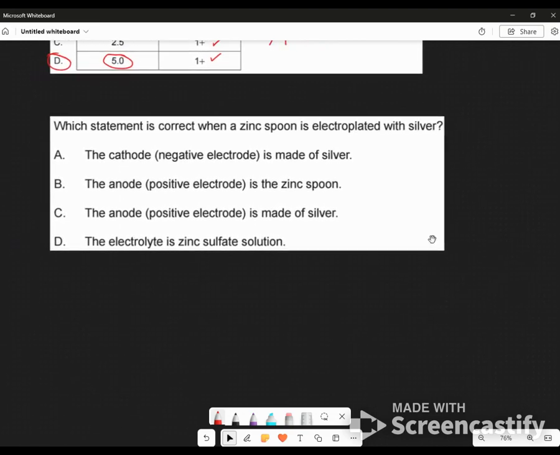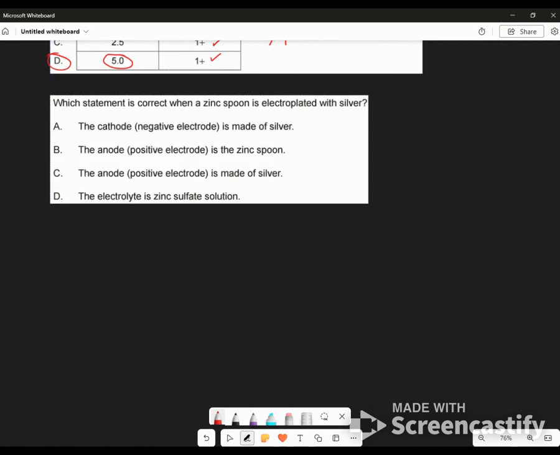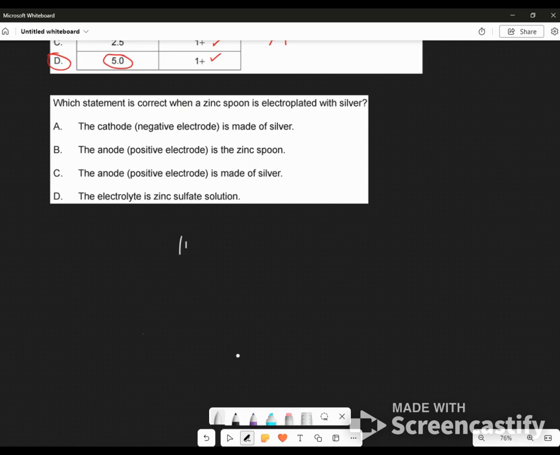Which statement is correct when a zinc spoon is electroplated with silver? Okay. Now, I'm going to have to draw this because I forget these things. But now we're looking at an electrolytic cell. And in this case, I remember what we're plating. A spoon. There's the spoon. Okay, this, the anode, must be the metal we're plating with. So this is silver. And this is our spoon, and the spoon must be made the cathode because you want the silver ions, Ag+, to go onto it.